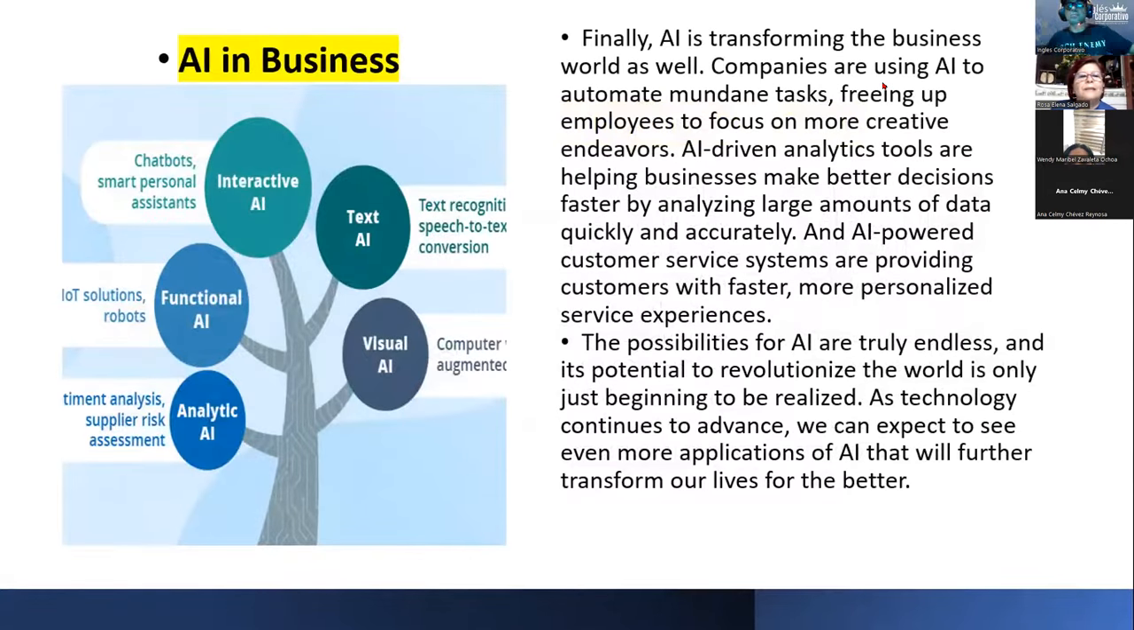And the last one, AI in business. Finally, AI is transforming the business world as well. Companies are using AI to automate mundane tasks, freeing up employees to focus on more creative endeavors. AI-driven analytic tools are helping businesses make better decisions faster by analyzing large amounts of data quickly and accurately. And AI-powered customer service systems are providing customers with faster, more personalized service experiences.